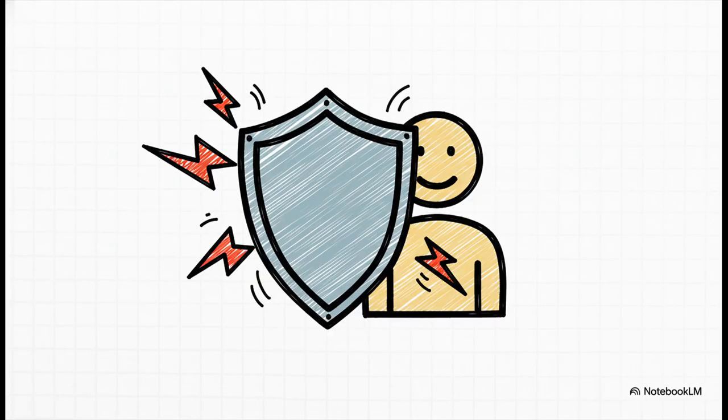Next up, reliability and safety. You wouldn't drive a car without brakes, right? Same idea here. We have to build in strong safeguards and content filters to prevent our app from saying or doing harmful things. It needs to be dependable and safe.